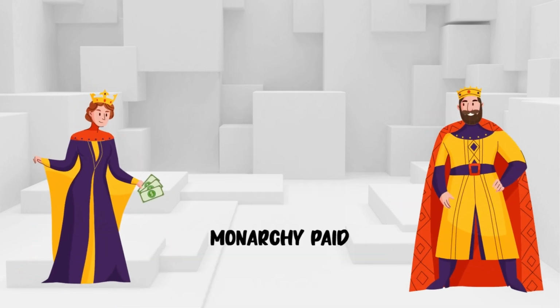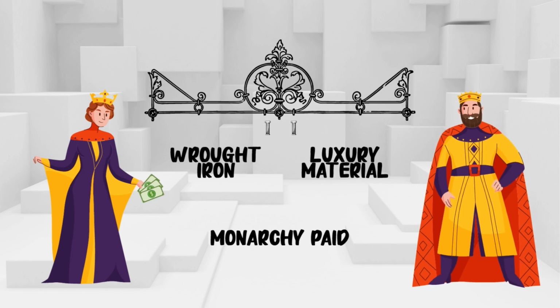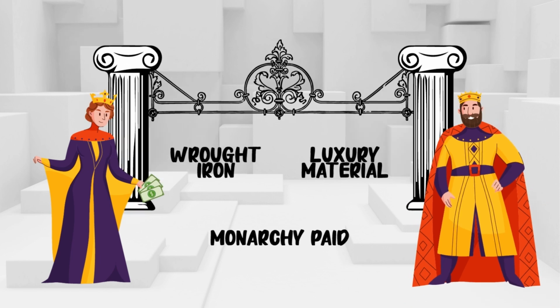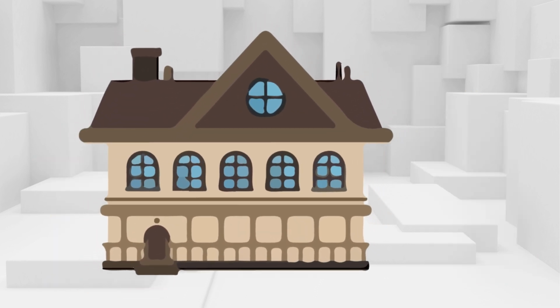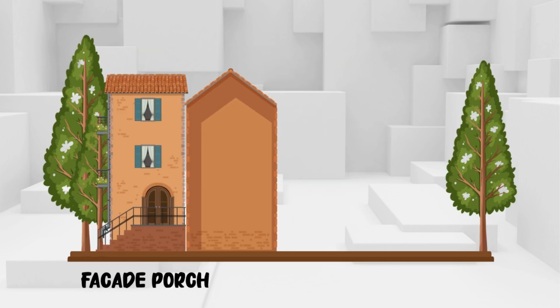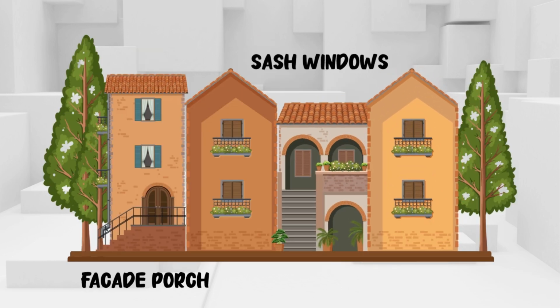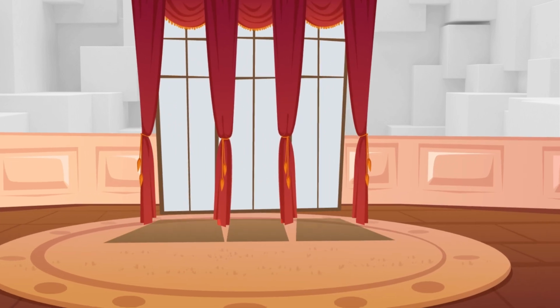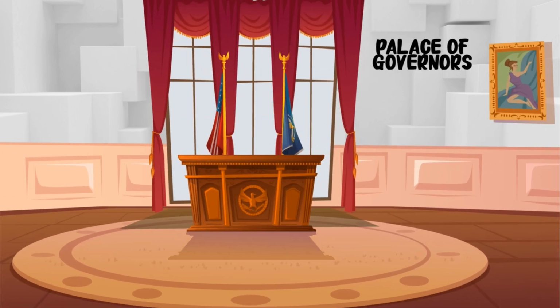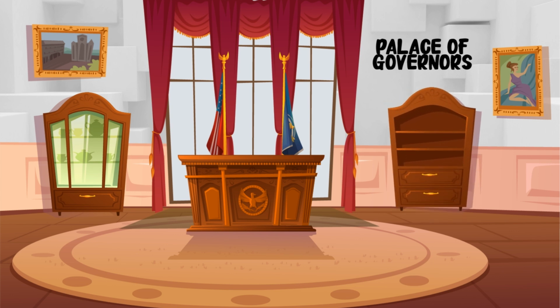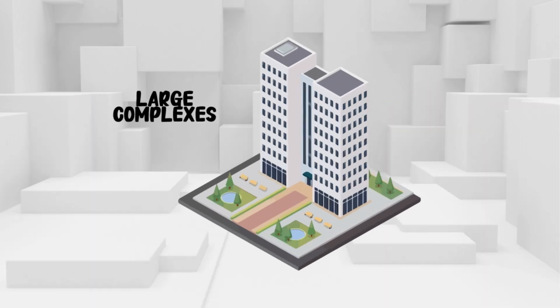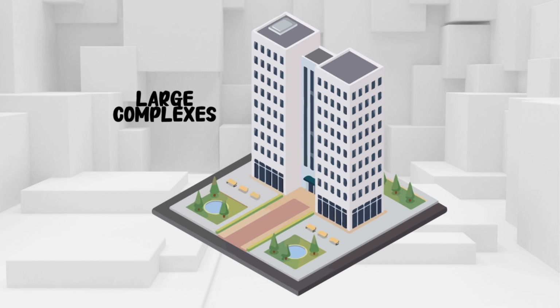The monarchy paid for expensive wrought iron and other luxury building materials and transported them to the new colonies, providing top-notch supplies that permitted the erection of ornate housing that often included facade porches and large sash windows adorned with wooden shutters. For some large projects, such as the Palace of Governors, the established local government, relying on imperial tax revenues, created large complexes that integrated native architectural styles with Spanish opulence.